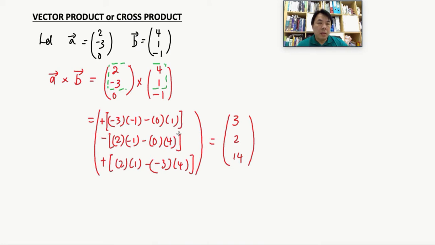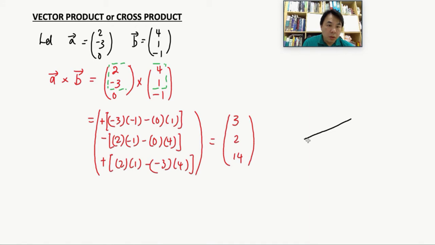And then there you have it. That is the vector product between A and B. I'd like to reiterate again the significance of this vector product: it obtains a vector perpendicular to both vector A and B.